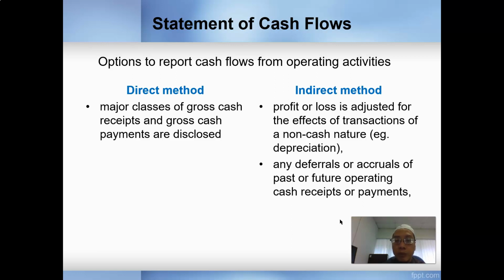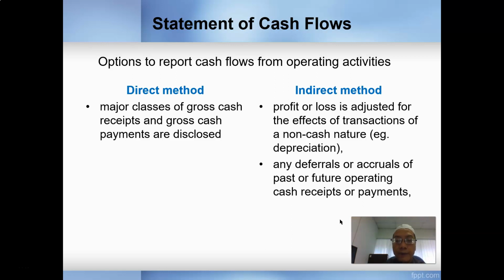One is from the effect of transactions of non-cash nature, for example, depreciation. As we know, to calculate profit or loss, any revenue will be deducted by expenses, and one of those expenses will be depreciation. But depreciation is not a cash transaction, therefore it must be adjusted back out of the profit in order to get back the net cash inflow.